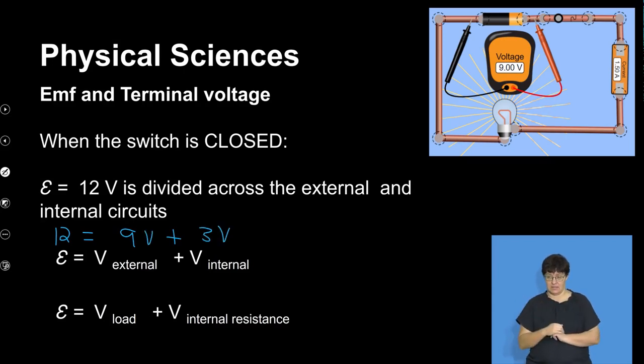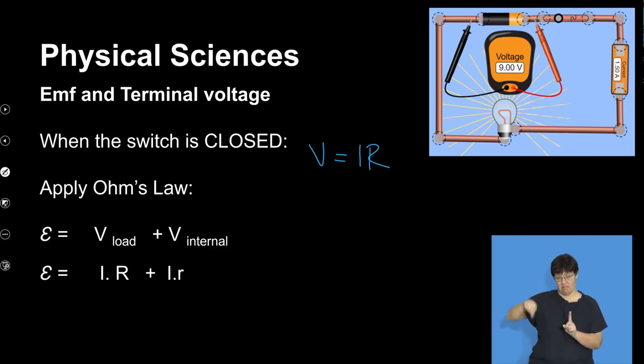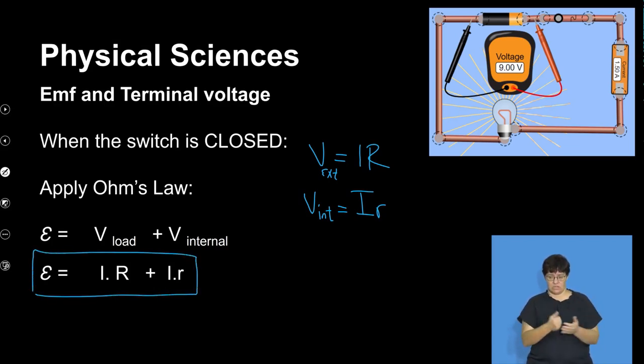This is in terms of voltage. But what do we know? According to Ohm's law, V is equal to the product of current and resistance. This is with respect to the external circuit. As far as the internal circuit is concerned, V internal will be equal to current multiplied by the internal resistance. So hence it gives us that equation, and we can express it by applying Ohm's law.